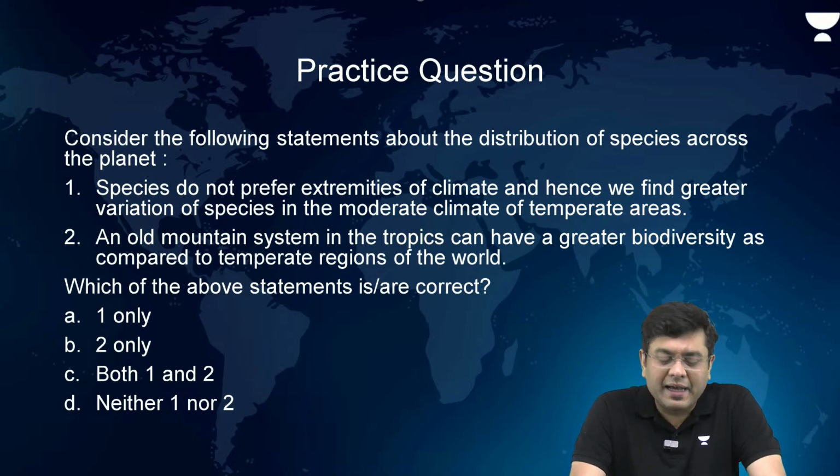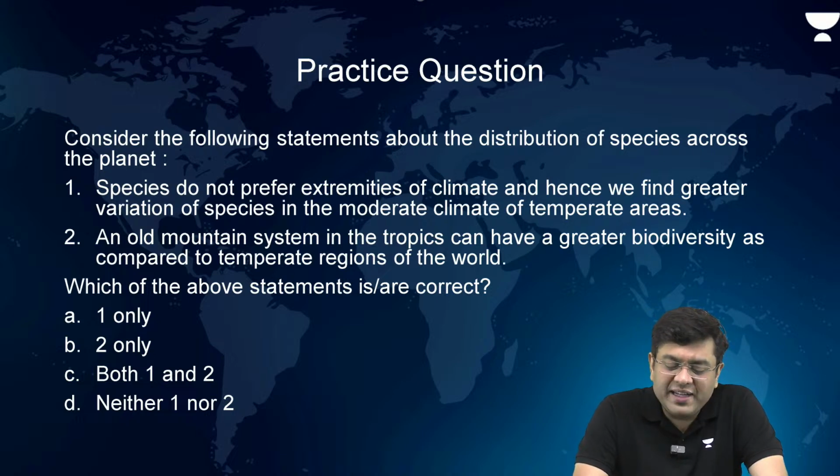So here, consider the following statements about the distribution of species across the planet. Species do not prefer extremities of climate, and hence we find greater variation of species in the moderate and the temperate areas. An old mountain system in the tropics can have a greater biodiversity as compared to temperate regions of the world. Which of the statements is or are correct?